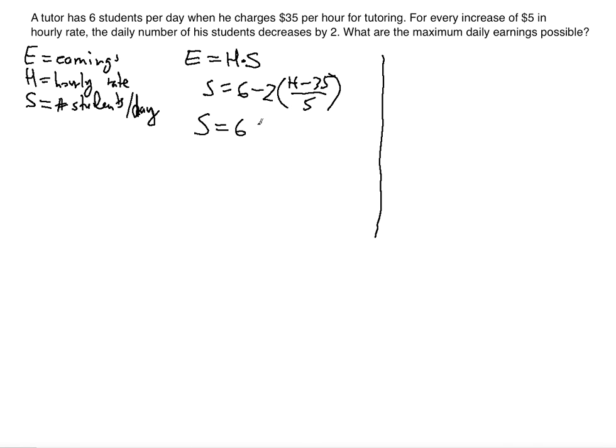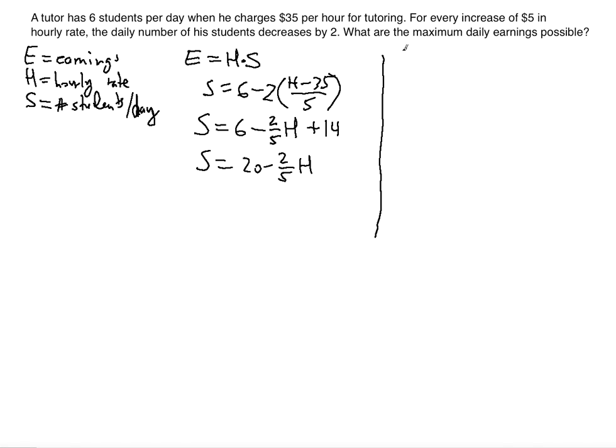Okay? So let's simplify. -2/5 H, right? We're just taking this 5 outside and distributing this fraction -2/5 to the H and the -35. So first, let's divide this -35 by 5. We get -7. -7 times -2 is +14. Okay, so as a result, the equation is S = 20 minus 2/5 H.